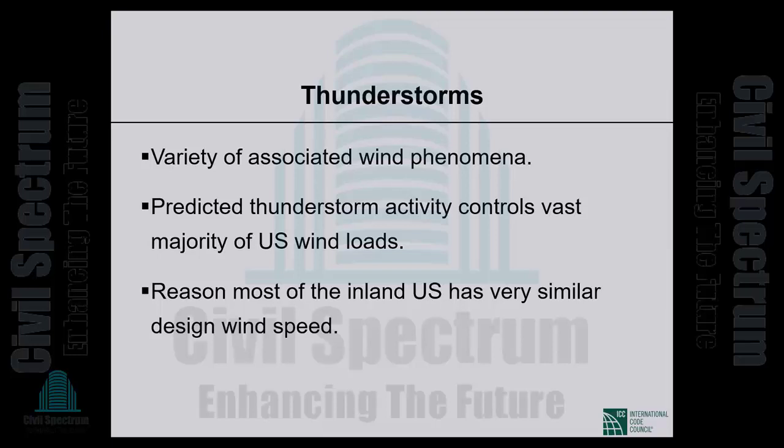And I am 95% sure that is true also in Bangladesh. It's the thunderstorms that typically determine the wind in most parts of the country. Because of that, most of the inland United States has very similar design wind speed. So until you go to what are called hurricane-prone regions, the wind speeds do not vary much because they are all determined by thunderstorms.